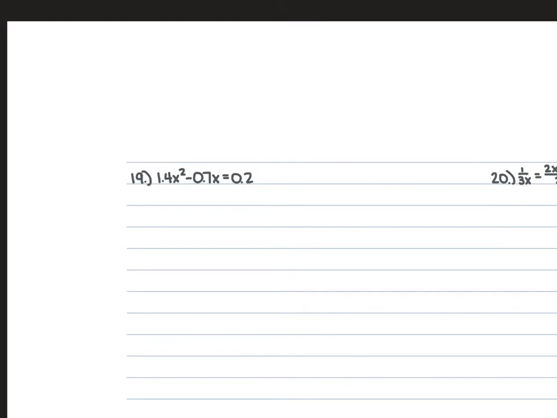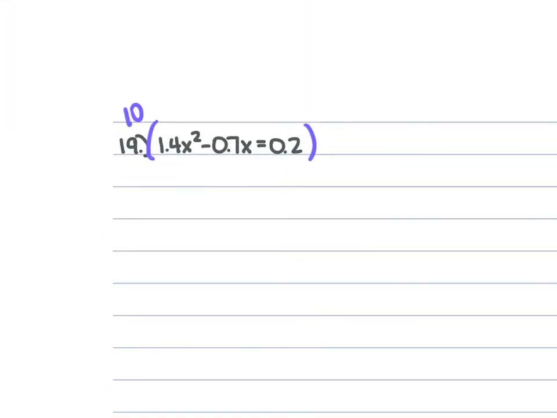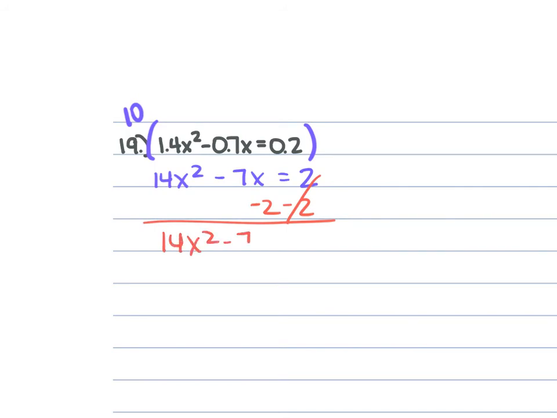For 19, we have 1.4x squared minus 0.7x is equal to 0.2. So again, I'm going to multiply by my greatest place value, which is the tenths place, so it's going to be a 10. So I have 14x squared minus 7x is equal to 2. I'm going to move the 2 over by subtracting it. I have 14x squared minus 7x minus 2 is equal to 0.